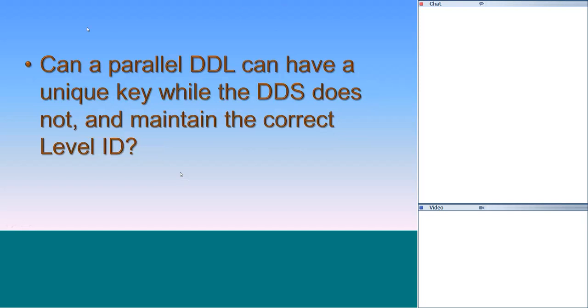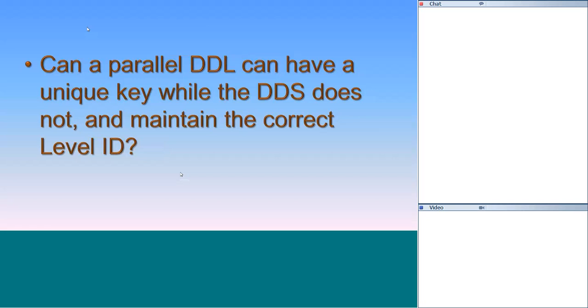But what I assumed was that, in fact, we'd taken a DDS file and converted it to a DDL file, and at the same time, because we had to create a unique key in order to make the DDL, we had a DDS in one library and a DDL in another library, and the DDL has a unique key and the DDS does not. And that's the assumption I made here. Obviously, this is when we are migrating from the DDS to the DDL.